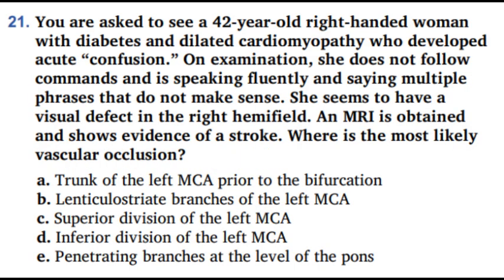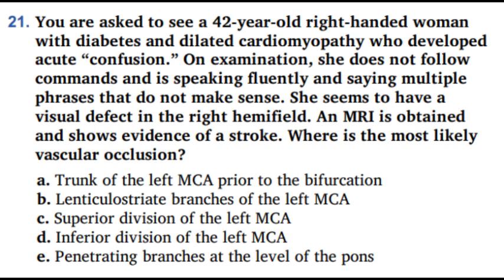Okay, so for question 21, we have a 42-year-old right-handed woman with diabetes and dilated cardiomyopathy who developed acute confusion. On examination, she does not follow commands and is speaking fluently and saying multiple phrases that do not make any sense. She seems to have a visual defect in the right hemifield. An MRI is obtained which shows evidence of a stroke. Where is the most likely vascular occlusion?